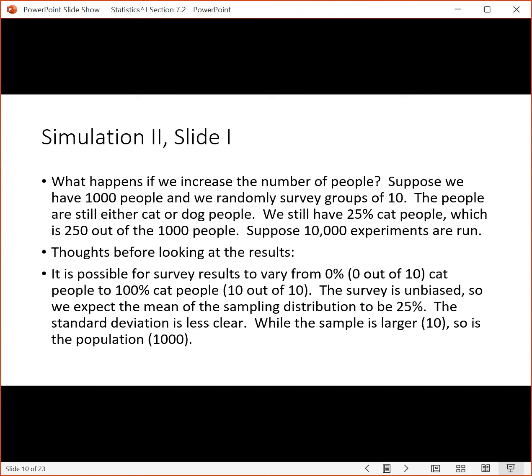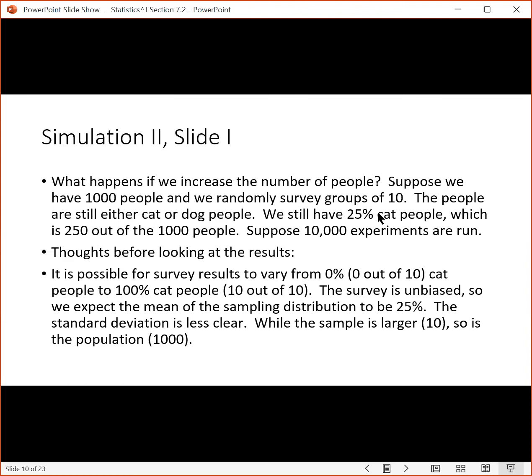So some thoughts. One, the survey results should be possible to vary all the way from 0% cat people to 100% cat people, right? And that is because since we have 250 cat people out of the 1,000, you could get none of them if you picked 10. 750 of them are not cat people, so it should be possible to get none of them. And then it should be possible to have all 10 be from that 250. And so we should expect to see survey results that have a wide range of outcomes.